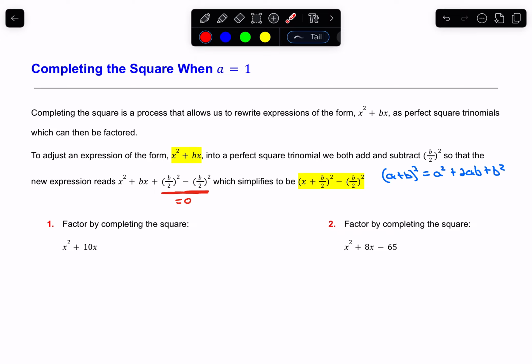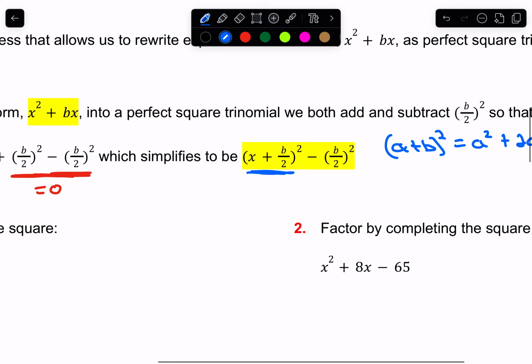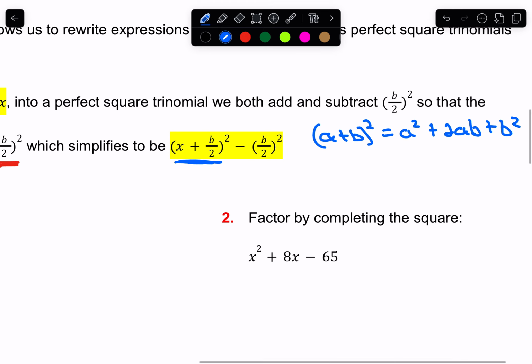So notice that if we multiply out right here, x plus b over 2 squared, using that same formula that's on the right, okay, it's a different b though in this case. So this b and this b are not the same b. But over here on the left, if we multiply this out, we would get x squared plus 2 times x times b over 2. That's the 2ab part in the middle. And then plus b squared, which is b over 2, the whole thing squared.